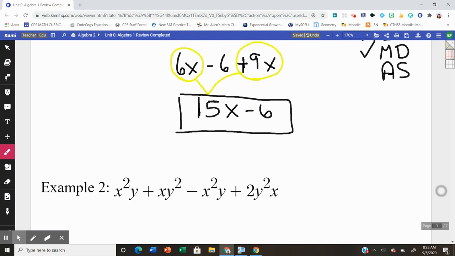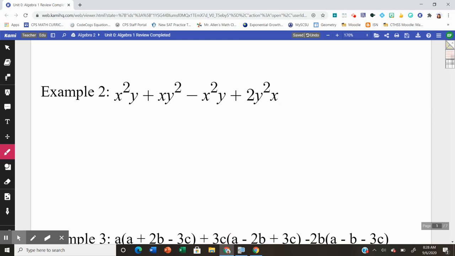If we look down to our second example, it looks a little confusing, right? We got two variables here. We got x's, we got y's, we got exponents, right? So if we're looking for like terms, I'm seeing first that I have an x squared y here, and I have an x squared y here. Okay? So those are going to be like terms. So x squared y minus x squared y, well, they just cancel each other out, so they go away.